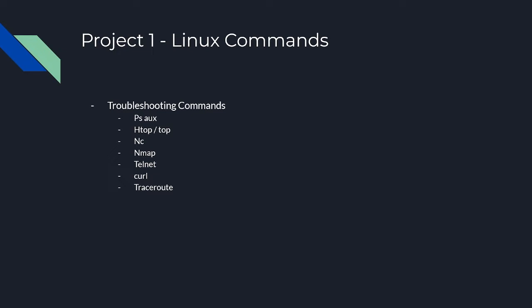Then after that are other troubleshooting commands such as netcat, which is nc, and nmap. Another quick old school tool that's still used today is telnet. And also, if you want to reach specific websites that have an HTTP or HTTPS server, you can run a quick curl, or reachability commands such as traceroute.